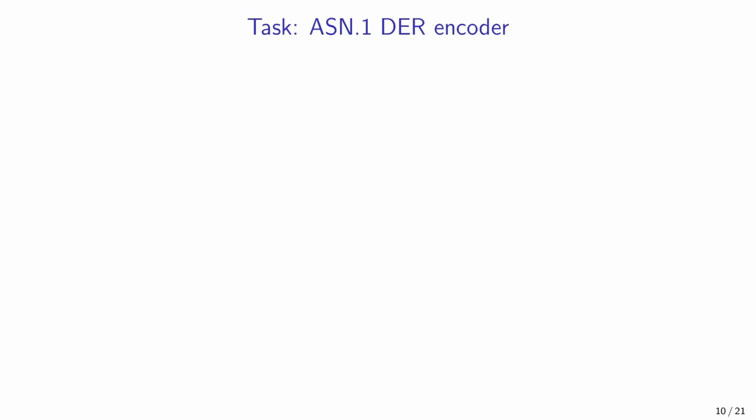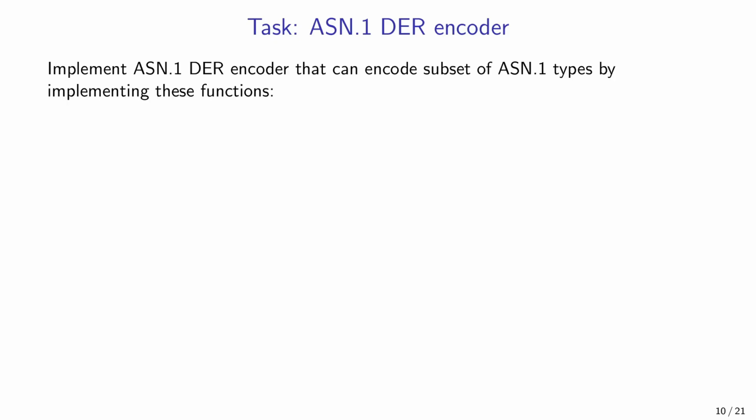So let's move directly to the homework. The homework here is to implement an ASN1 DER encoder. This is probably one of the hardest homework tasks in this course, but the homework is quite rewarding, so to say, because you will understand how to encode different data types to bits and bytes, and will learn how to do it efficiently using bitwise operations. So what you have to do here is to implement an ASN1 DER encoder that can encode a subset of ASN1 data types by implementing the following functions.